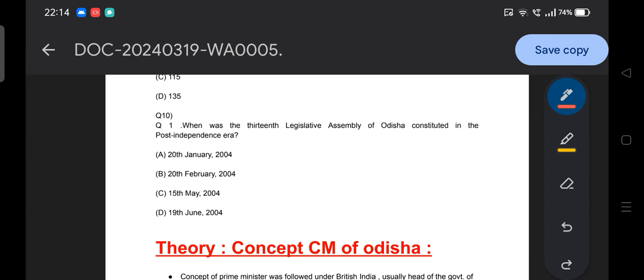Last but not least, when was the 10th Legislative Assembly of Odisha constituted in the post-independence era? A, January 2004; B, February 2004; C, May 2004; D, June 2004. What is the answer? You can provide the answer if you know. The answer of this question is option C, May 2004. So here I would also like to present before you that there are two things you have to remember with respect to the legislative assembly.